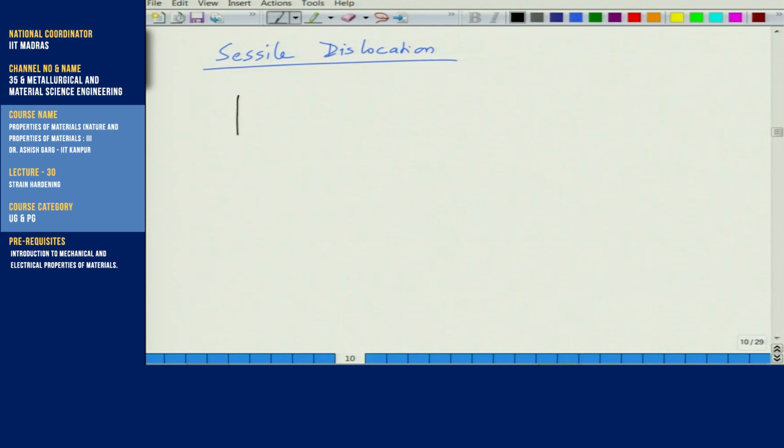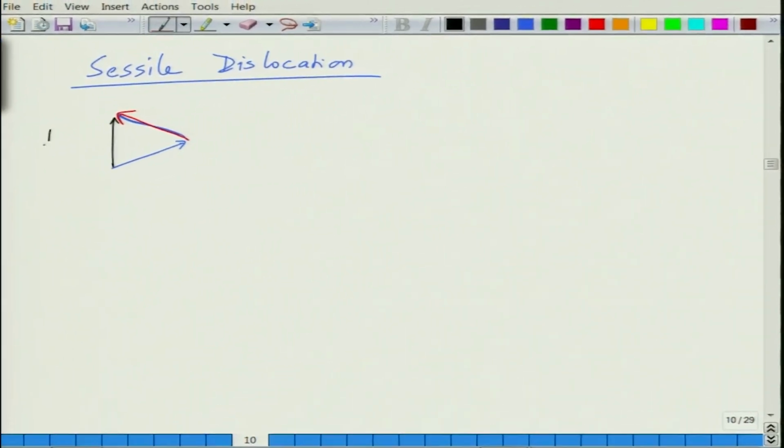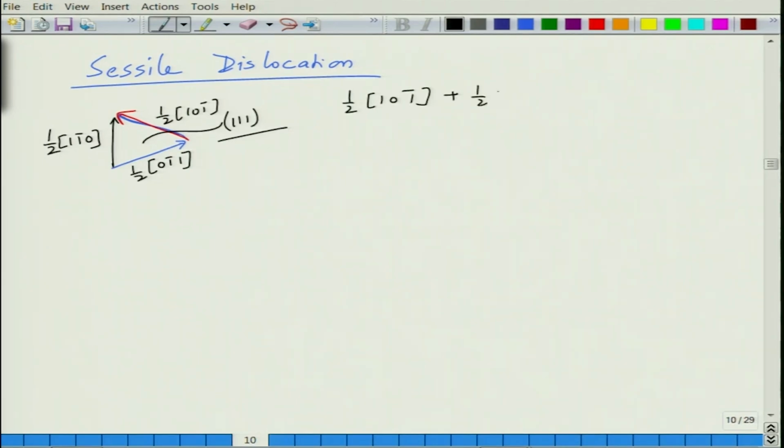So, let us say we have these three Burgers vectors, the red one, the black one and the blue one. Let us say this one is half 1 bar 1 0, this one is half 1 0 bar 1 and this one is half 0 bar 1 1. They all lie on one plane, that is the 1 1 1 plane. So, the plane is 1 1 1 and these are the Burgers vectors. Now, it is possible that two of these may give rise to another one. If you put them together, half 1 0 bar 1 plus half 0 bar 1 1, they can give rise to half 1 bar 1 0.